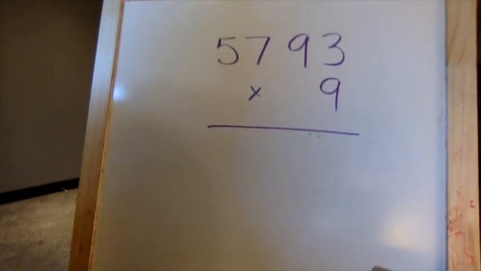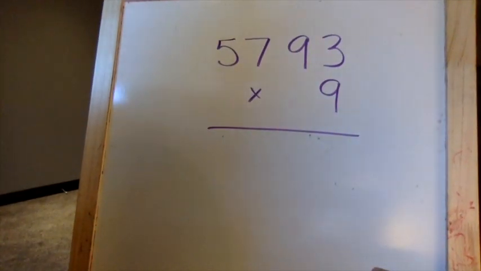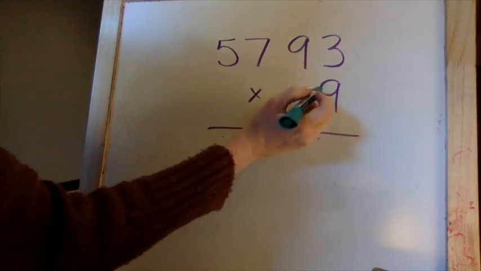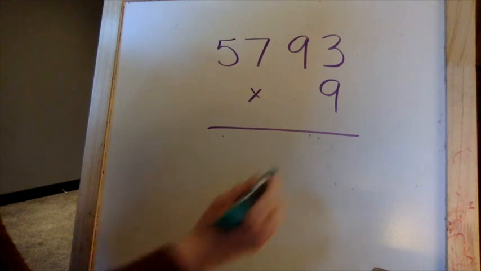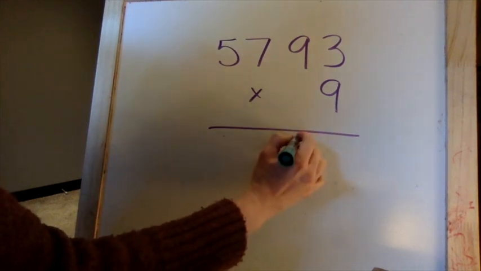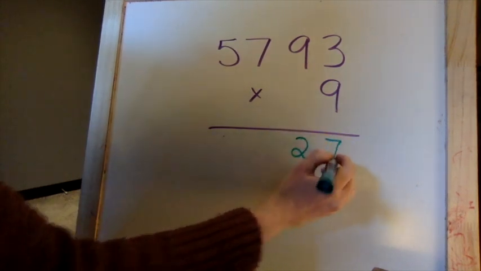5,793 times 9. I'm going to use partial products. You can use whatever strategy you prefer. I'm going to start with 9 times 3. 9 times 3 is 27. So I'm going to write 27. I'm going to keep my 10s and my 1s in the right column.